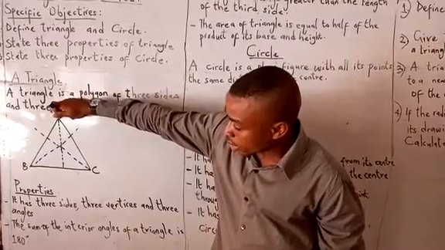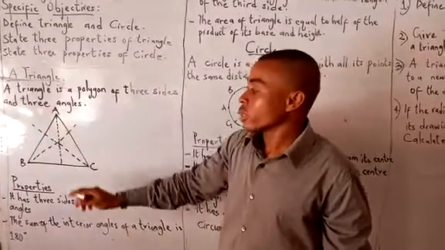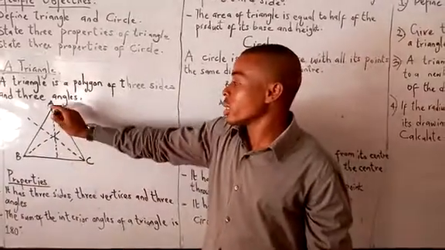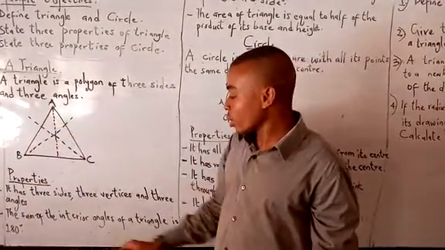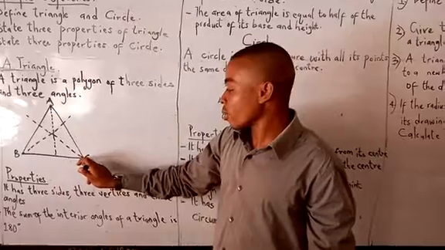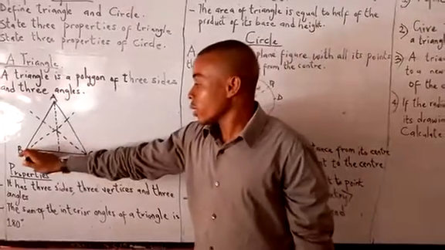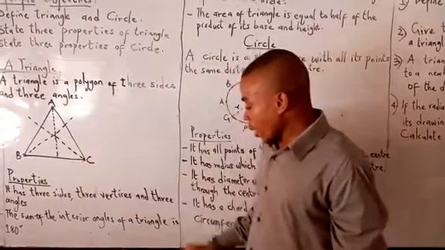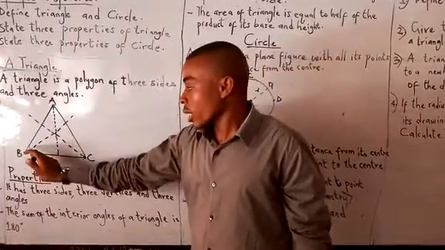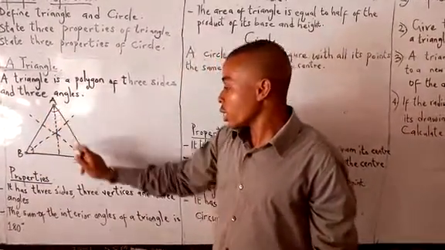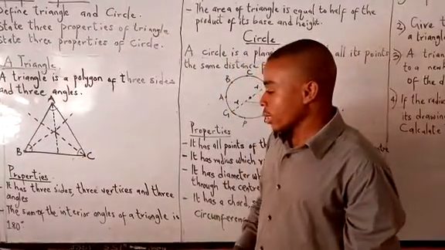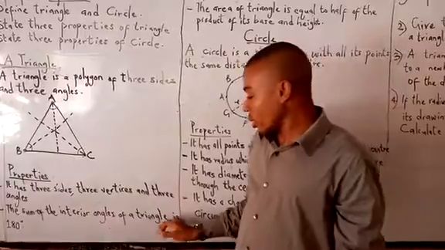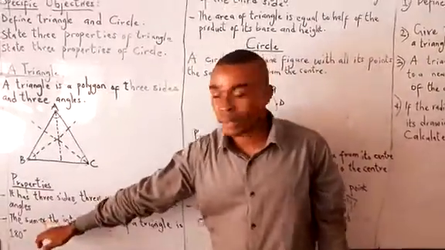It's a point where 2 edges meet. So when 2 edges meet at a point, it's called a vertex. So there are 3 of them in a triangle. This vertex, this point, and this point. Right, and then 3 angles: angle B, angle A, and angle C. Right. Then the sum of the interior angles of a triangle is equal to 180 degrees.